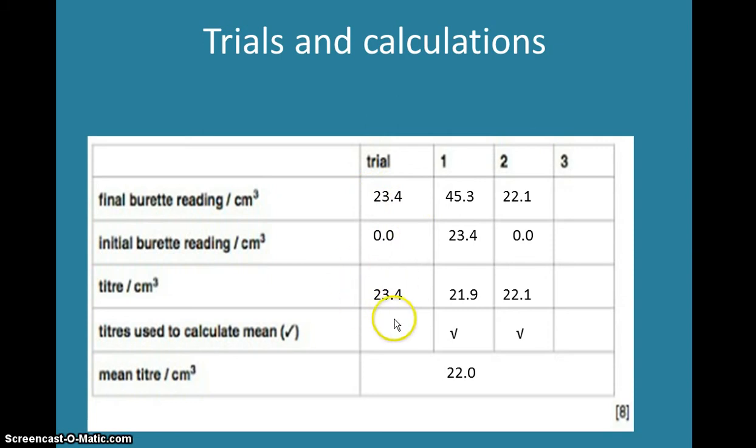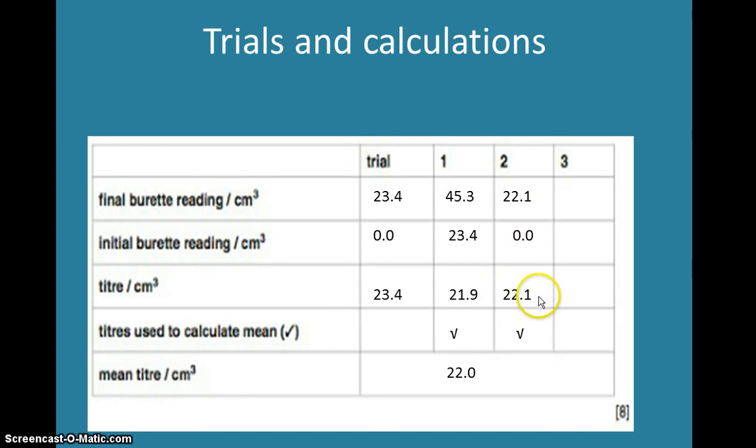So we can see here our trial came to about 23.4. So next time we're starting at 23.4. That's our initial reading, and then when we get close to the end point, around that kind of volume, then we start adding our acid very slowly, so we get a very clear end point. Okay, and in this instance that came at 45.3, so we take that one away from that one, which gives us our titre.